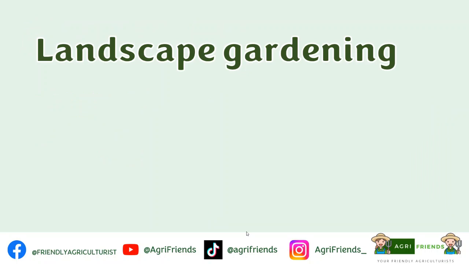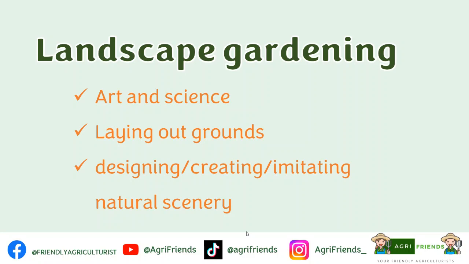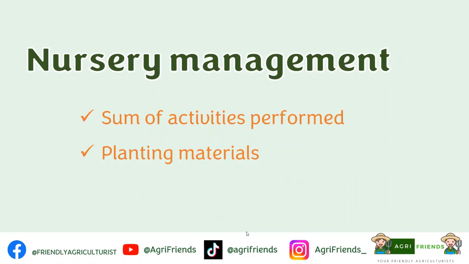Landscape gardening is the art and science of laying out ground or designing, creating, or imitating the natural scenery. Nursery management, on the other hand, is the sum of all activities performed for the successful production, care, and marketing of different planting materials in a different nursery section.